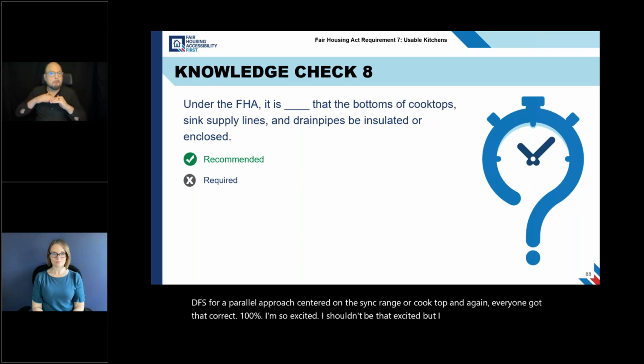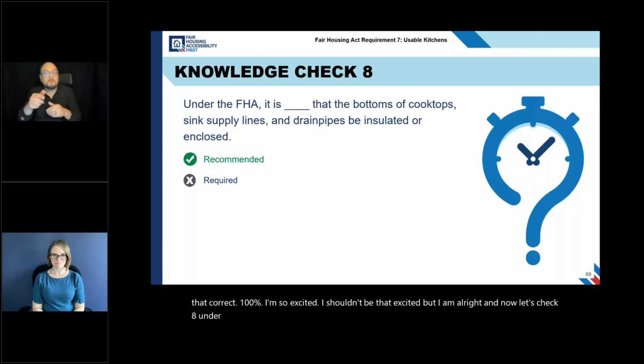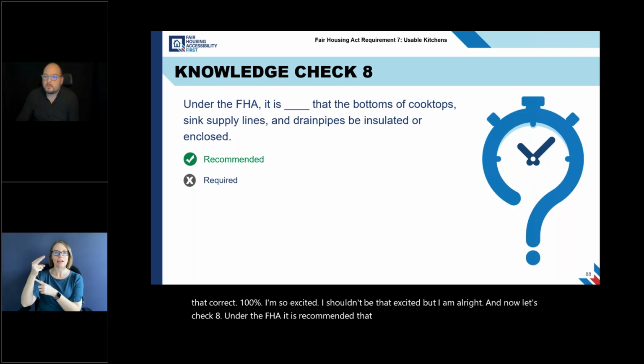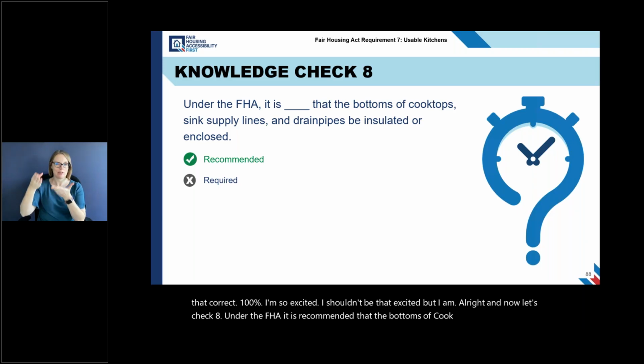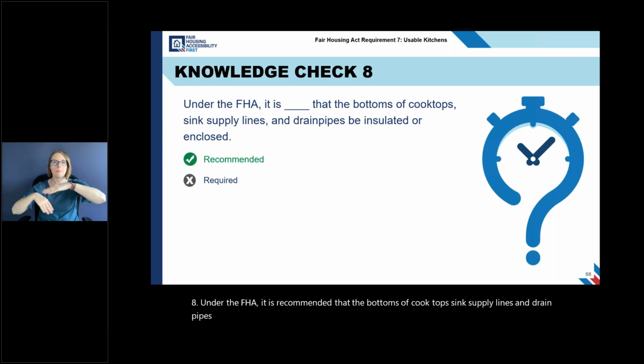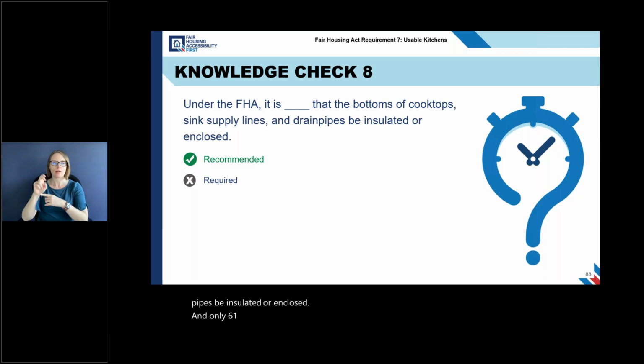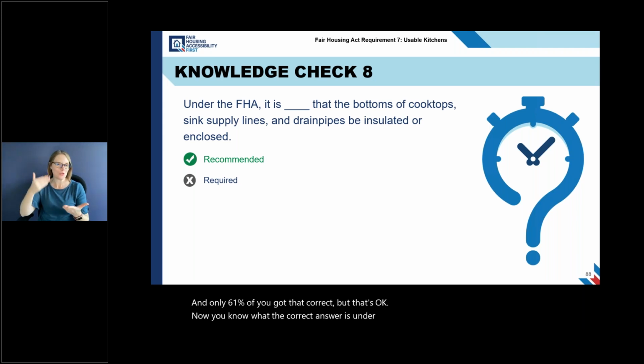All right. And knowledge check 8. Under the FHA, it is recommended that the bottoms of cooktops, sink supply lines, and drain pipes be insulated or enclosed. And only 61% of you got that correct, but that's okay. Now you know what the correct answer is. Under the FHA, that is a recommendation, but it is a strong recommendation.